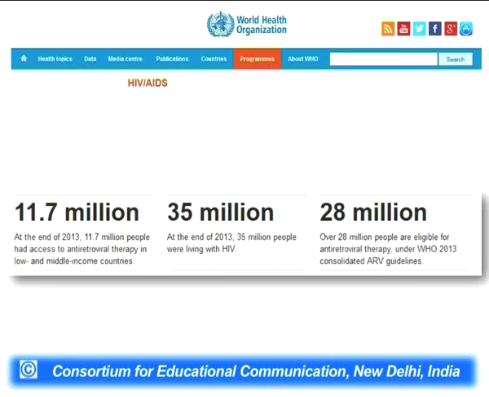It is said that 35 million cases were reported in 2013, of which about 28 million people will be treated with antiretroviral drugs, and by the end of 2013 about 11.7 million people have access to these antiretroviral therapies.